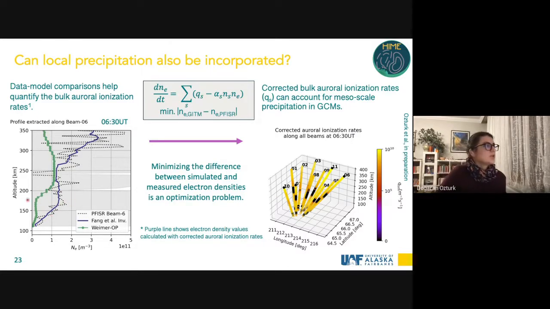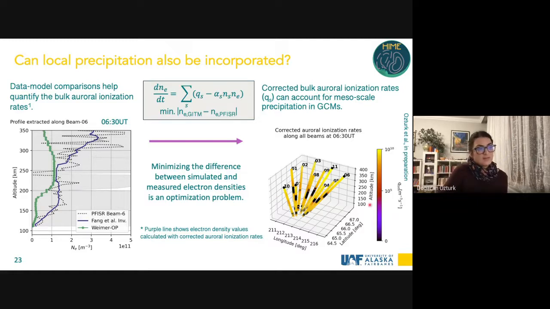So basically what we want to then incorporate is to assume that the difference is due to the mesoscale precipitation. So we went back to the continuity equation and we tried to turn this into an optimization problem. To minimize the difference between the simulated electron density and the measured electron density, we assume that the difference is due to the auroral ionization that was lacking in the large-scale descriptors. So then we defined a new parameter called corrected bulk auroral ionization rate, which can incorporate this more dynamic precipitation into the model.